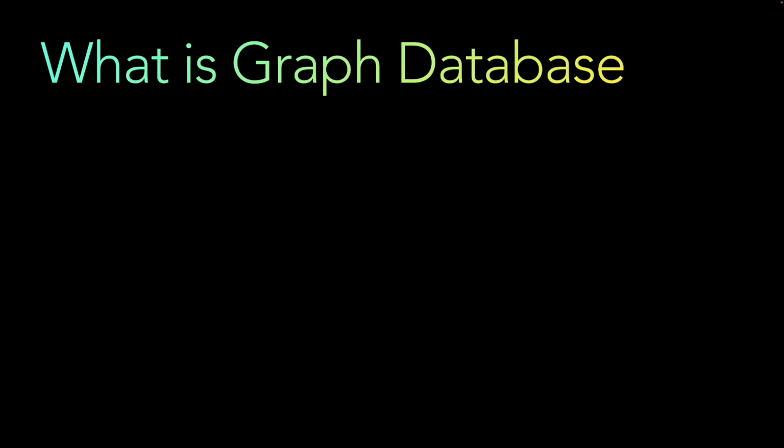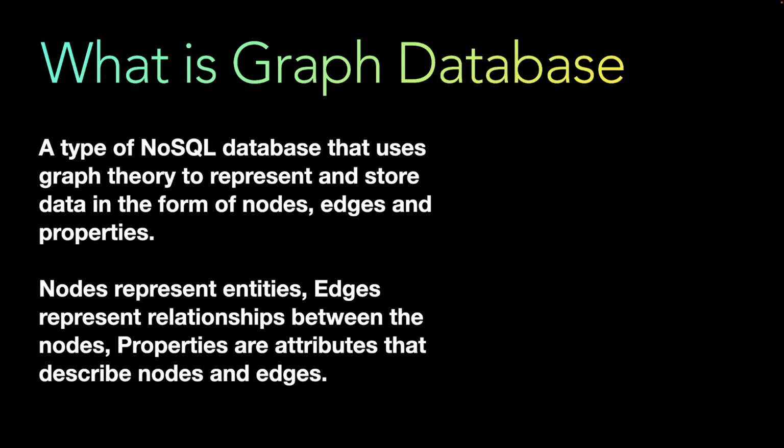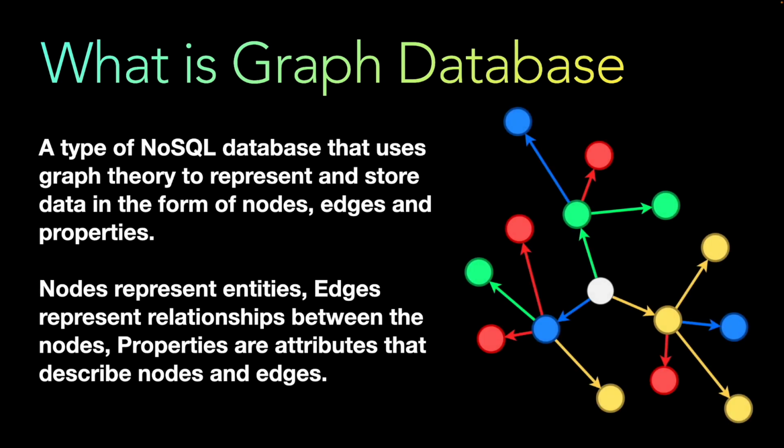What is a graph database? A graph database is a type of NoSQL database that basically uses graph theory to represent and store data in the form of nodes, edges, and properties. Nodes represent the entities, edges represent the relationships between the nodes, and properties are attributes that describe the nodes and the edges. So if you think of a graph, this is what a graph database primarily looks like, where each node is an entity which has its properties, and each of the edges that you see are the relationships between the nodes.